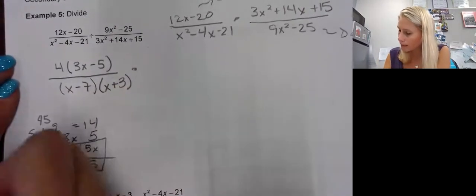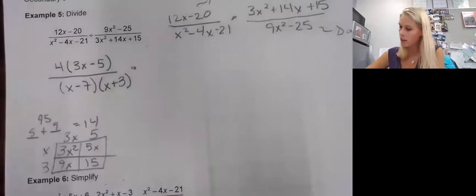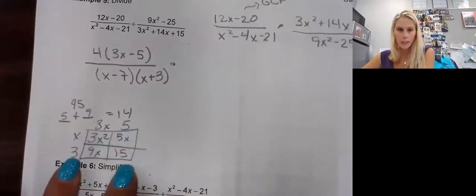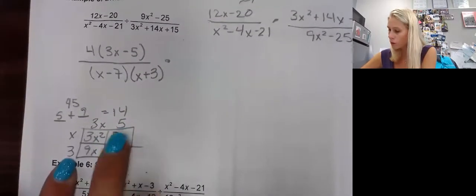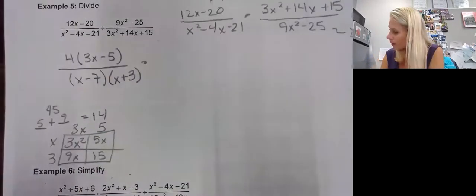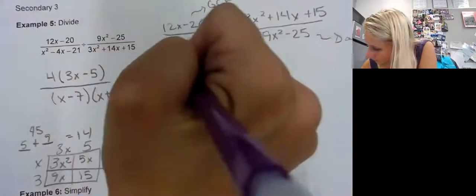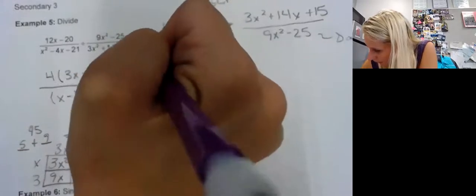3x times what is 9x? 3. And let's make sure those add up together or multiply together. 3 times 5 is 15. All right, let's write that in there. So on top here we have 3x plus 5 times x plus 3.